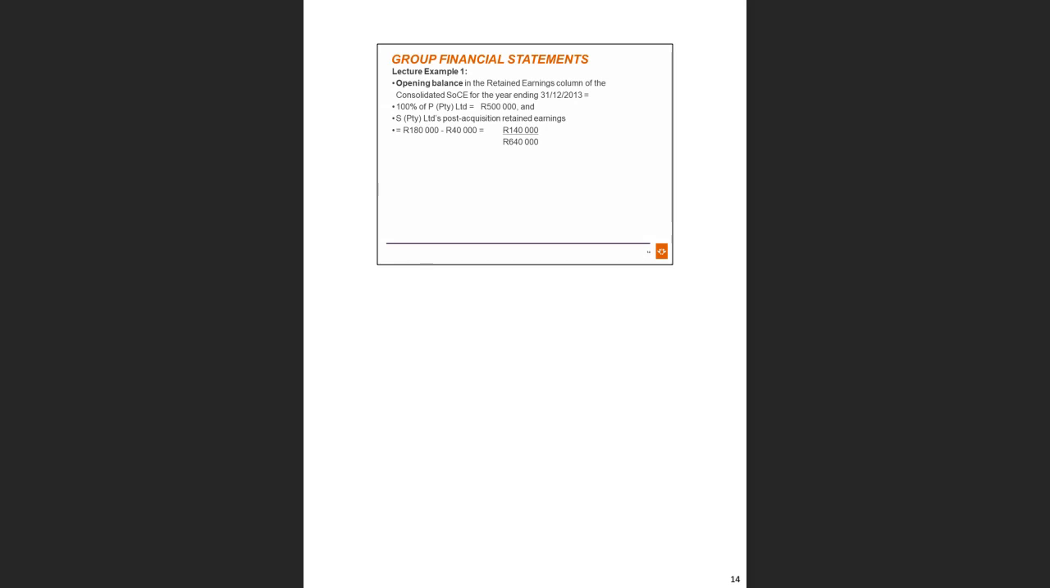So the question asks, what will the opening balance in the retained earnings column of the consolidated statement of changes in equity be for the end of 2013? So remember, we are essentially preparing the group's consolidated statement of changes in equity.